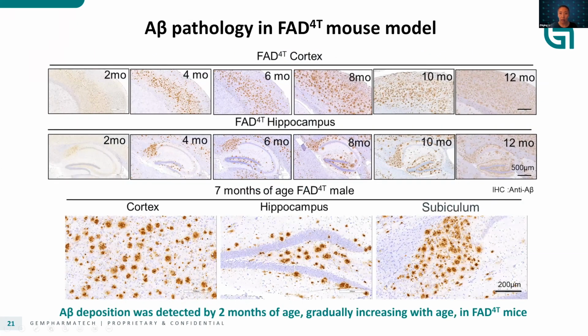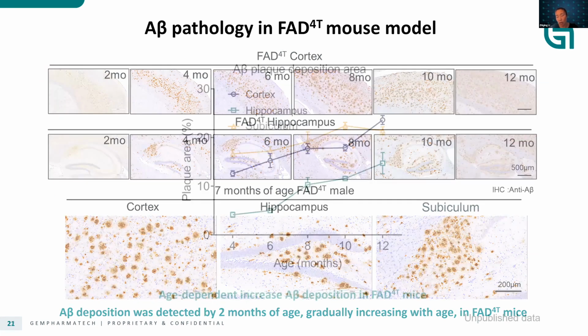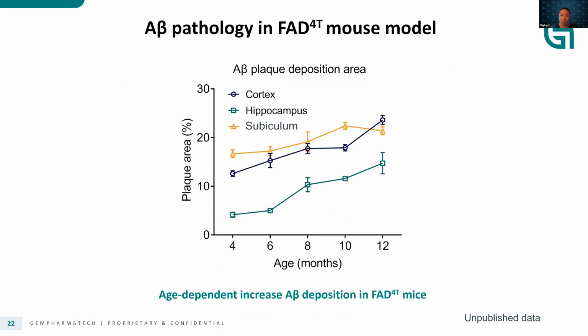Here are the data that are summarizing what we see in this model. These are the images from the brain, cortex on the top, hippocampus in the middle, and then several other images to show the plaque in the blown up image. As you can see, beta amyloid accumulation in these cortical or higher brain regions increases as the mice age, which is consistent with Alzheimer's disease and also with other mouse strains that have been reported for beta amyloid.